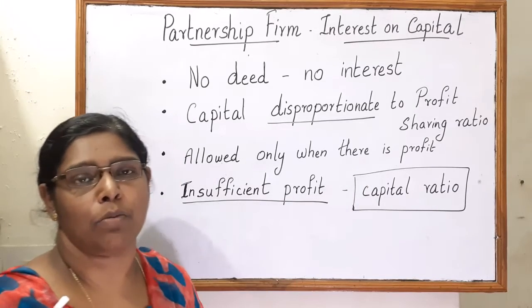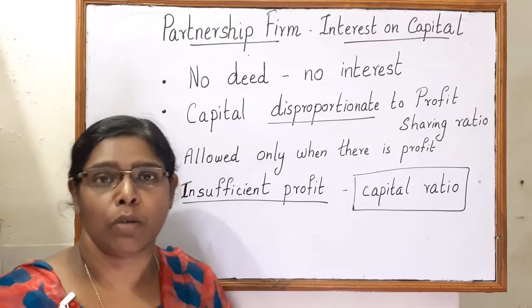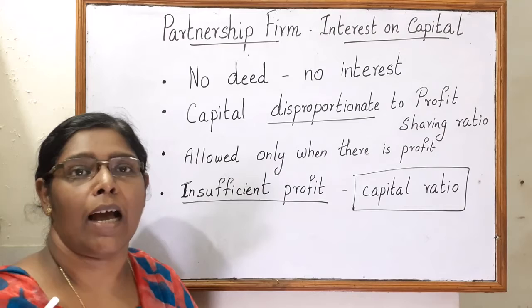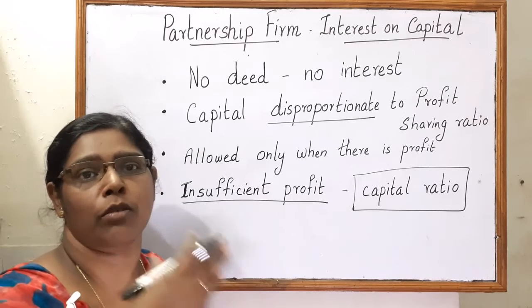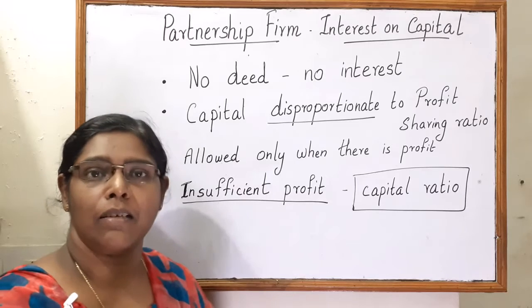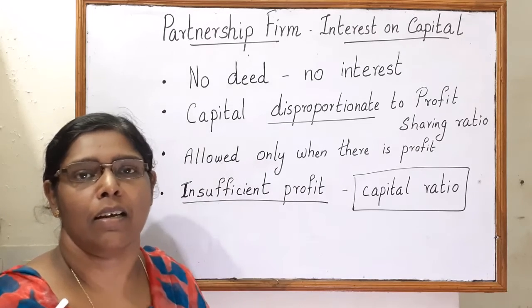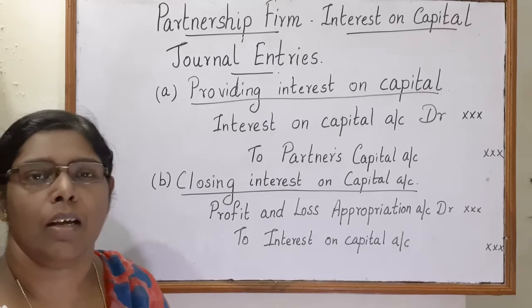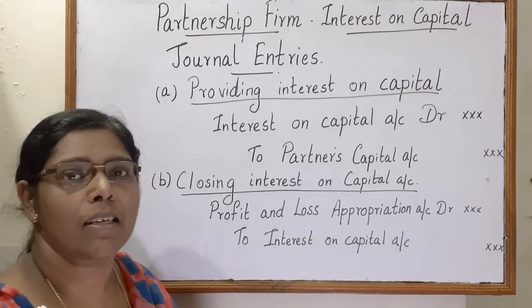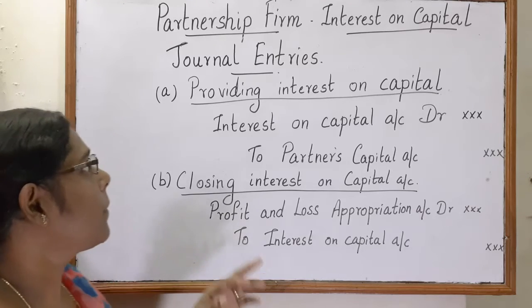Here, one more thing I just want to add. Interest on capital is usually provided before sharing the profit to the partners. That is, from the net profit we will allow the interest on capital, then the remaining amount will be shared with the partners. Let's see the journal entries to be made in the books of the partnership firm.